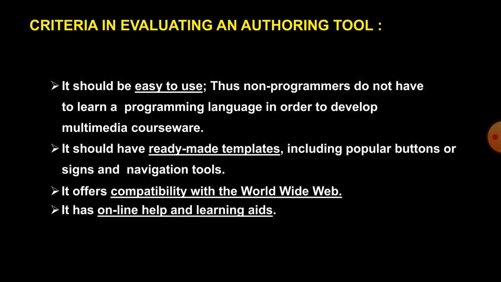So what are the criteria in evaluating authoring tools? It should be easy to use. Any tool should be easy to use, so that non-programmers do not have to learn a programming language in order to develop multimedia courseware. The tool must be very easy to use for all users.